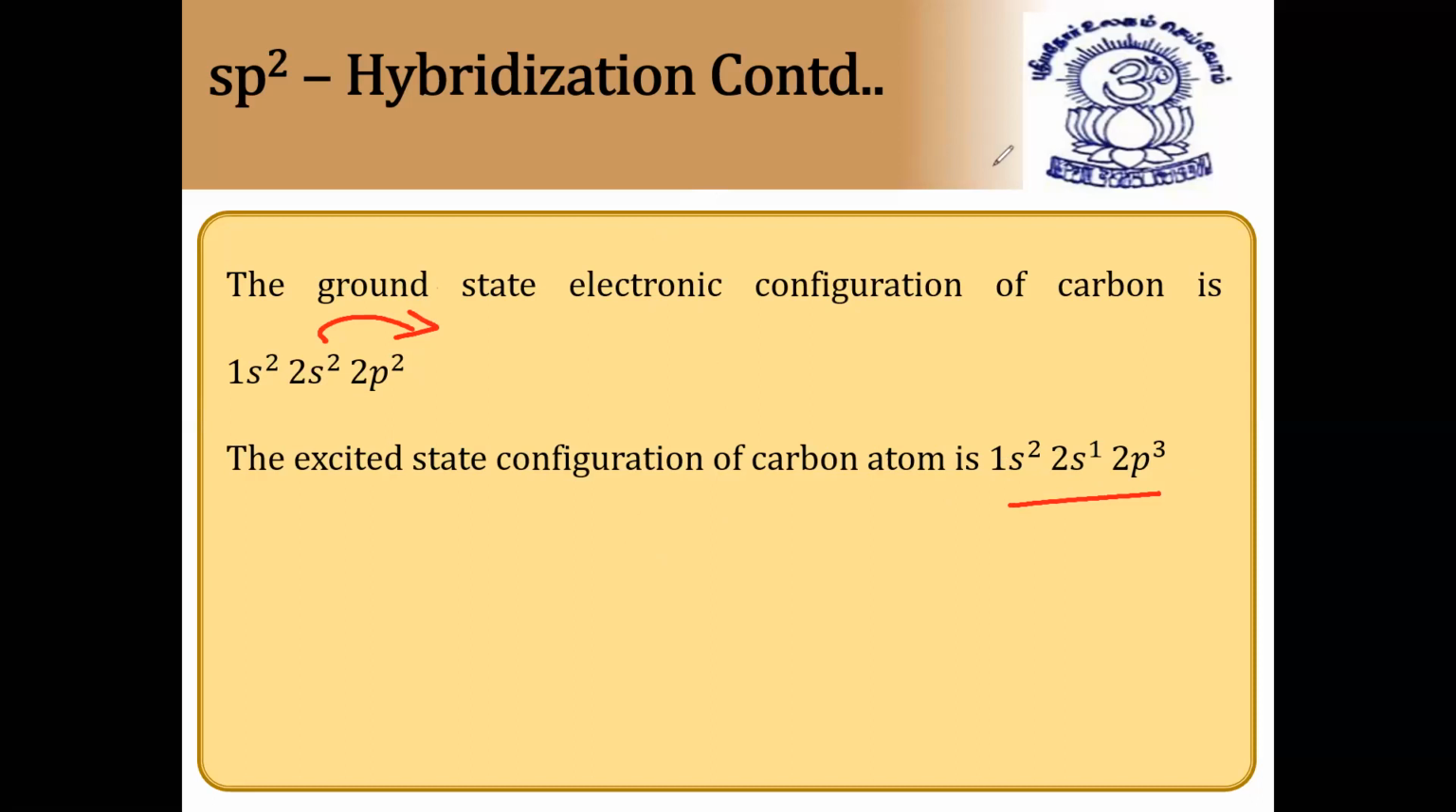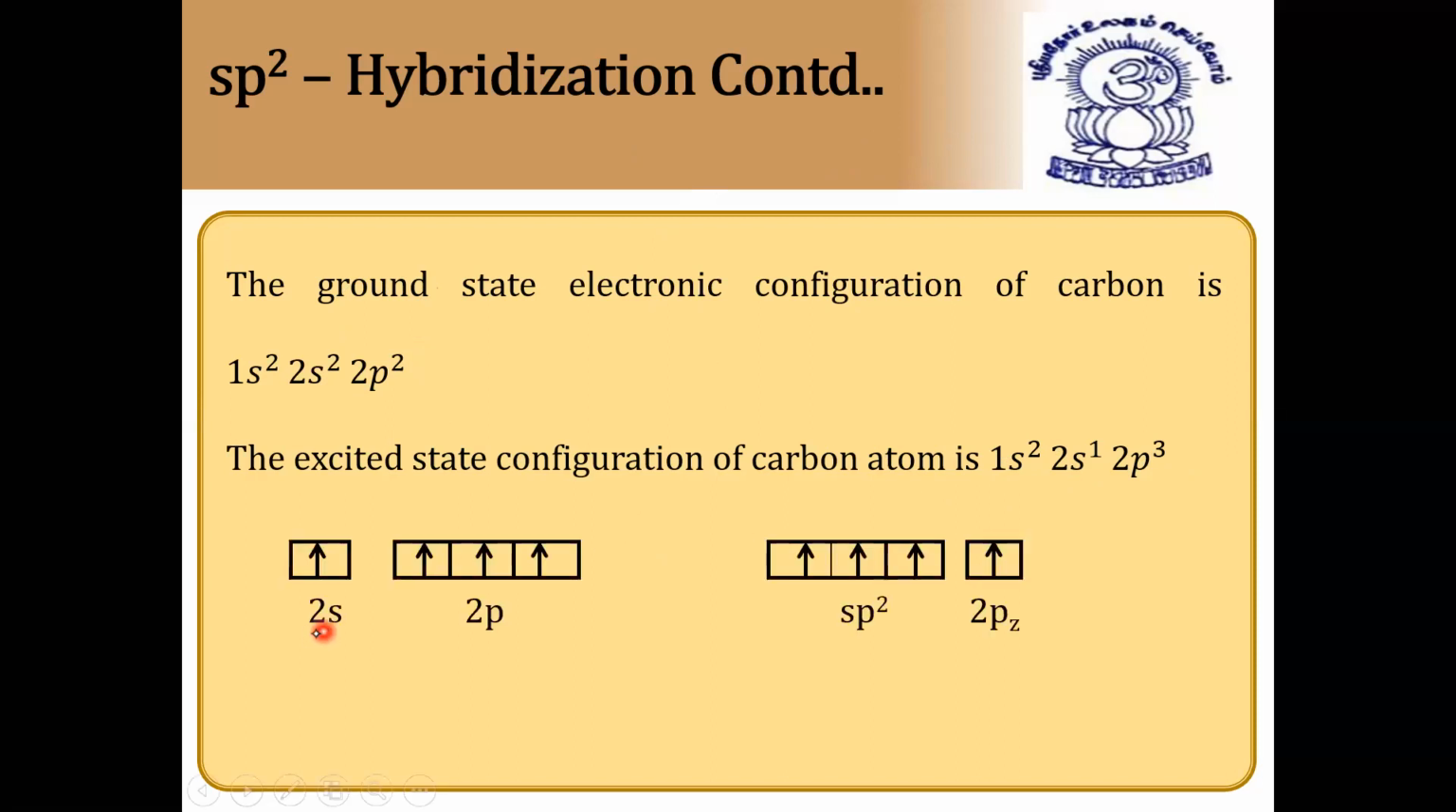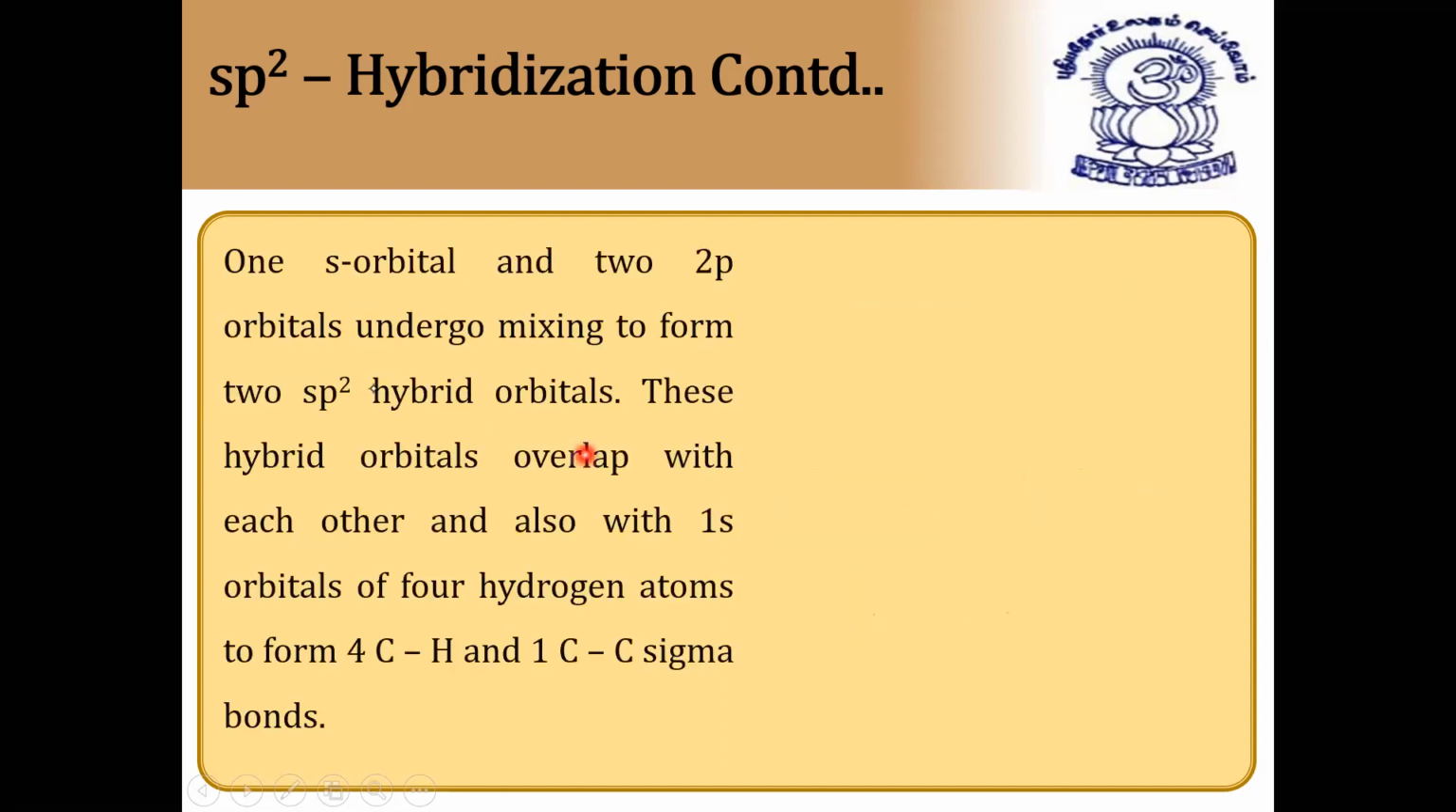Now we'll see what happens here, the formation of ethene or ethylene, both are the same. So one 2s orbital and 2p orbitals, sp2 and 2pz. In BCl3 it is very simple, overlapping takes place. But here, it is not overlapping like that. It forms differently because of the formation of pi bonds. One s orbital and two p orbitals undergo mixing.